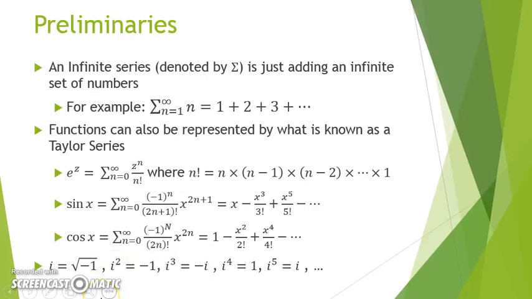i squared is just the square root of negative 1 times the square root of negative 1, or just negative 1. i to the third would be negative i, i to the fourth equals 1, and i to the fifth equals i, and we kind of continue on in that cycle.